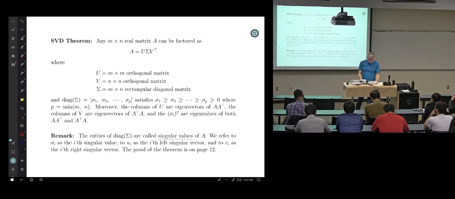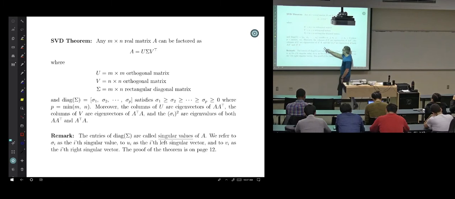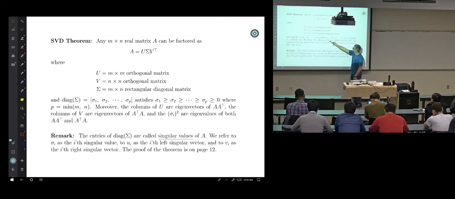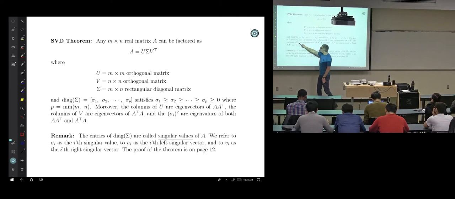And then these numbers will turn out to be really important to us. The elements on the diagonal of sigma, and once again, A doesn't have to be square, and sigma, this rectangular diagonal matrix, has the same size as A. Okay, all the entries here are non-negative, and we order them such that they are decreasing. Okay, the columns of U, we're going to construct it in a special case, are the eigenvectors of A times A transpose, and the columns of V are eigenvectors of A transpose times A.